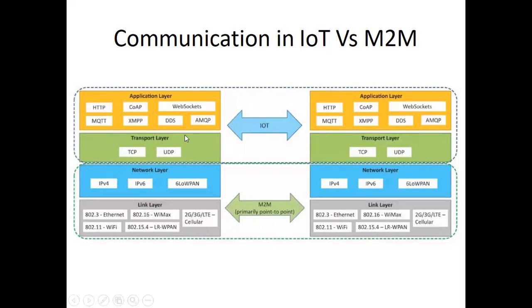This slide is showing the different protocols used in the different layers in machine to machine communication and in IoT communication. Here you can see the link layer and network layer. Here you can see the transport layer and application layer and the different protocols used.